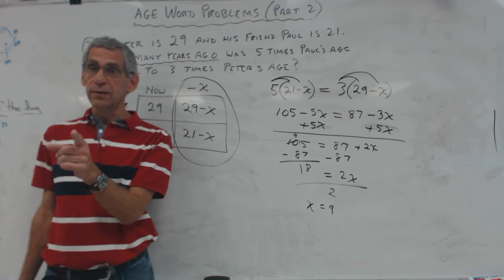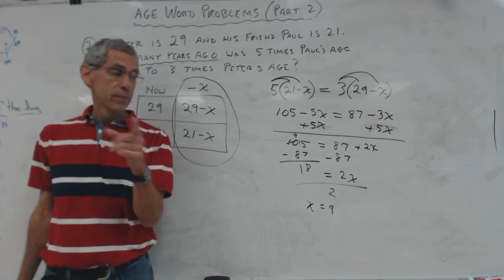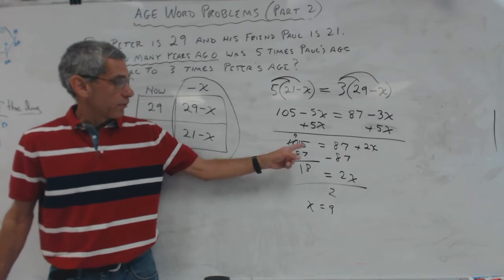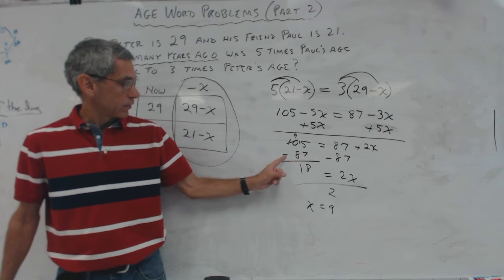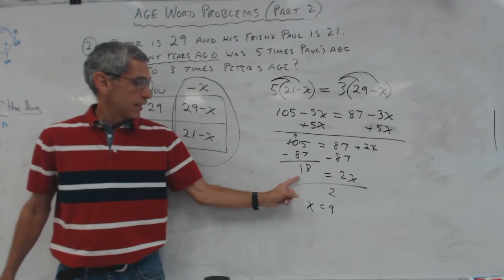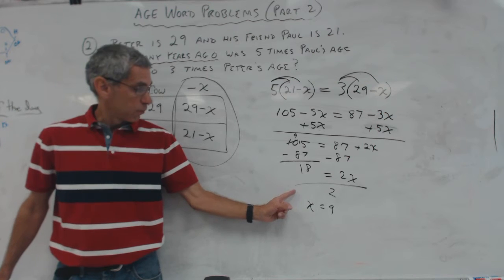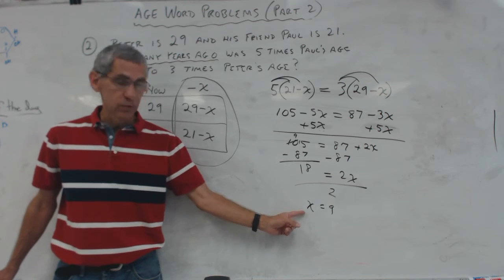So make sure, otherwise you're going back. Okay. So 105 is equal to 87 plus 2x. I subtracted 87. 18 is equal to 2x. Divide both sides by 2. I get x equals 9.